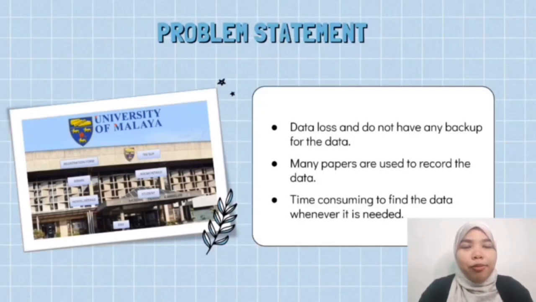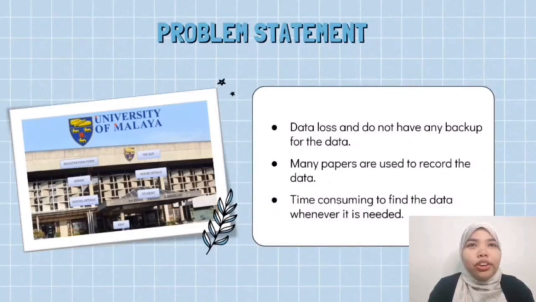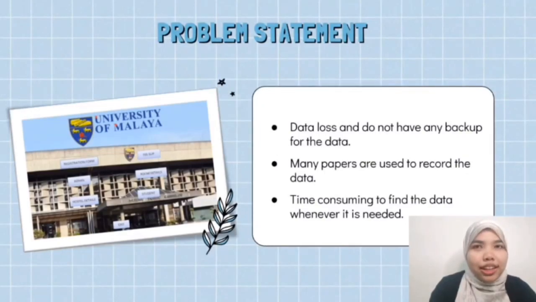Second, many papers are used to record the data. For example, the admin printed and stored the student name on the list. On registration day, they need to access the file and check for the student names one by one on those papers. So all those papers may take up a lot of space and the amount of paper is increasing all the time. Third, time consuming to find the data whenever it is needed. For example, admin will require additional time to discover the student's name since they will need to search through multiple sheets of paper and maybe every file to authenticate the student's detail.